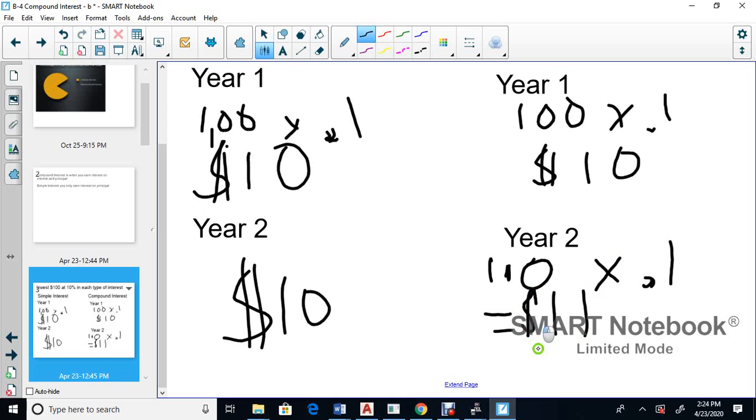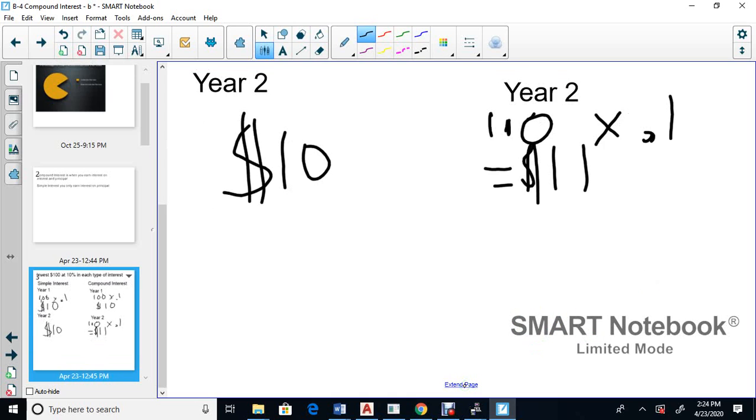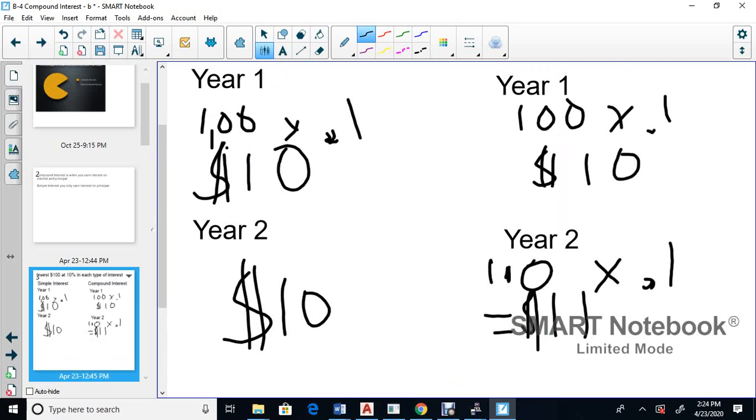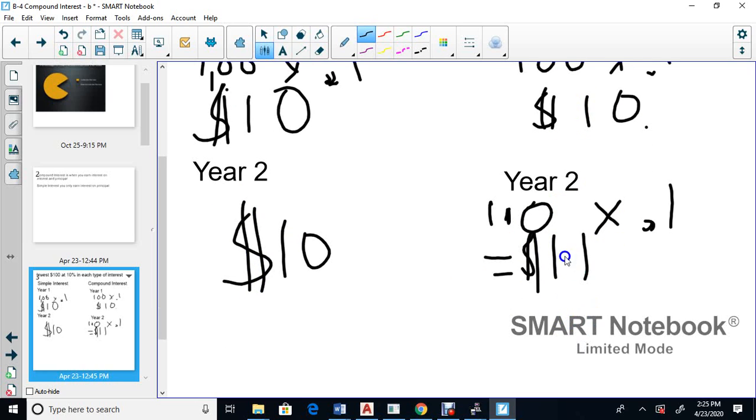So you earn an extra dollar. Instead of just earning $10, you earn $11. Here in year 2, you just invest the initial 100. Here in compound interest, you not only invest the initial 100, but you also invest the extra $10. So in the end, you invest $110. So here, you only invest the 100 in year 2, and you make $10 every single year. Here, you also add the interest, the extra $10 you made. So in year 2, you will make $11.